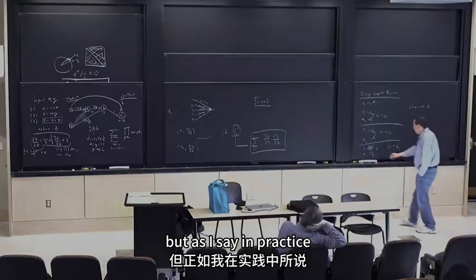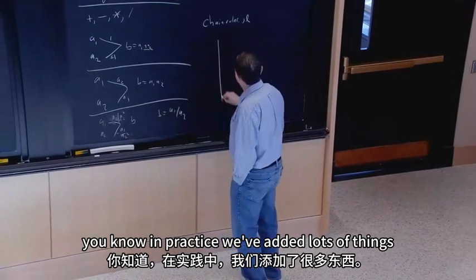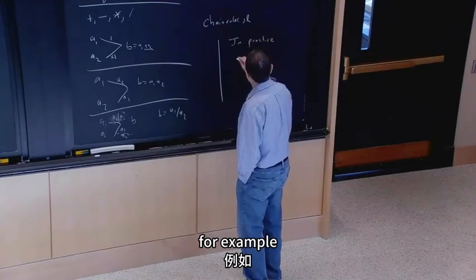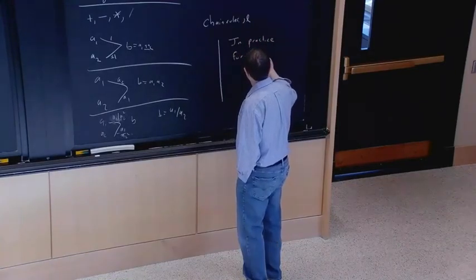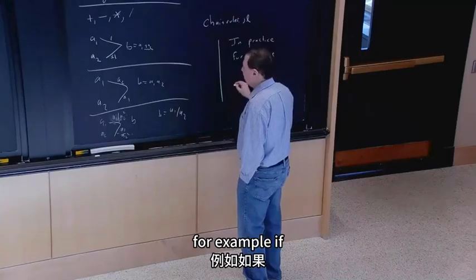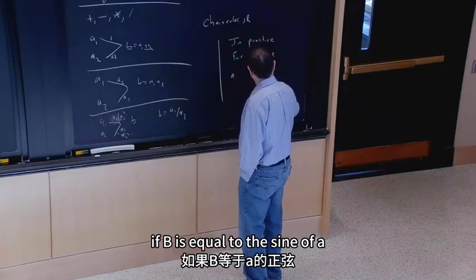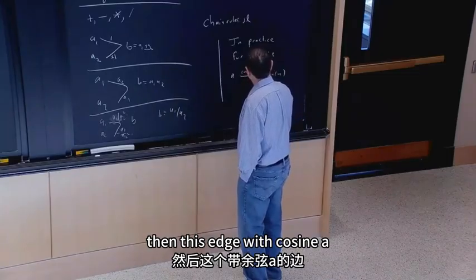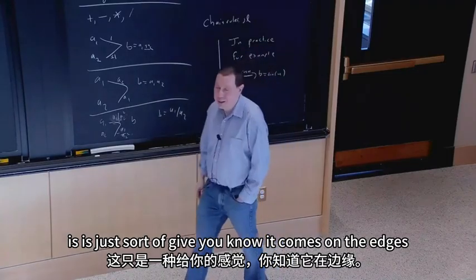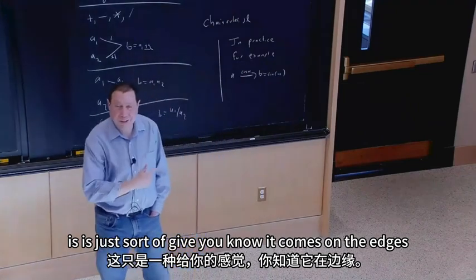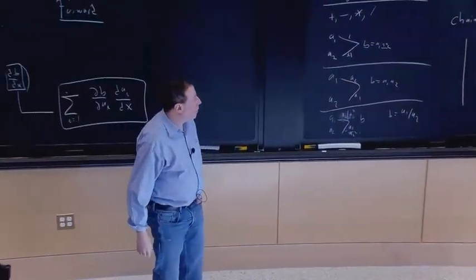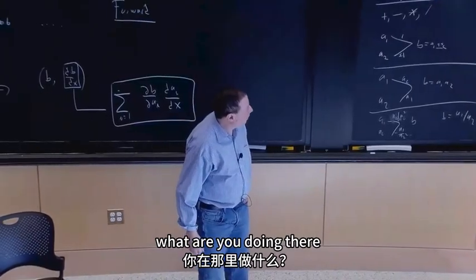But as I say, in practice, we've added lots of things. For example, if b is equal to sine of a, then this edge with cosine a just sort of comes on the edges. Okay, so what are you doing there?